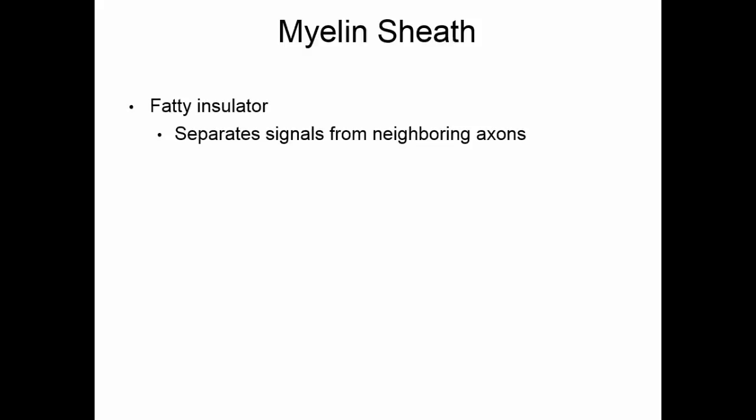The myelin sheath is simply an insulator. It's composed of fat and it helps separate the signals from neighboring axons. Just like you don't let bare wires be part of an electrical circuit, we don't let bare axons be part of an electrical circuit. Myelination will increase the transmission speed of the impulse.